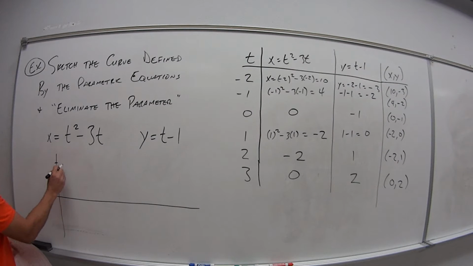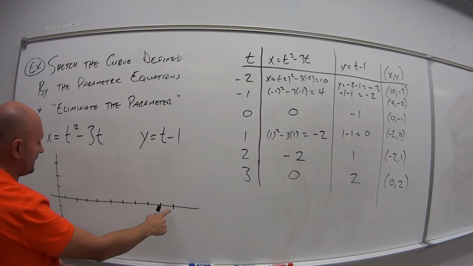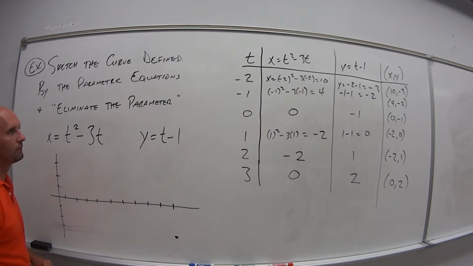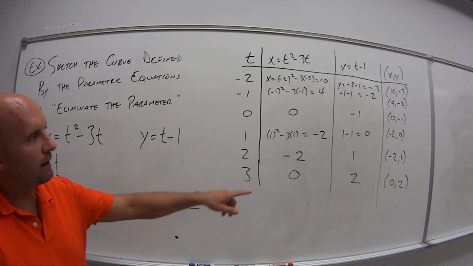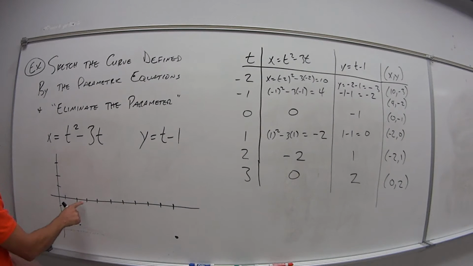So what values do we have here? The first point is 10, -3. So that puts us at a point way out here. Our second point is 4, -2. So if we graph that, it's 4 units to the right, 2 units down. It gives us a point there.